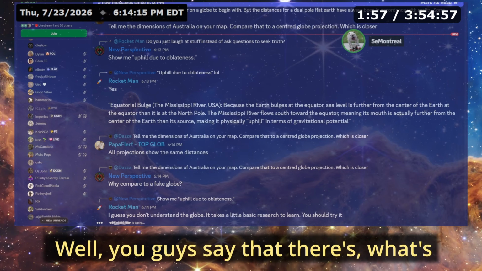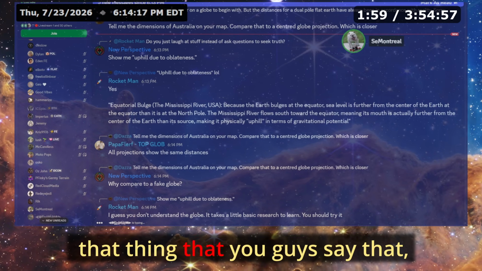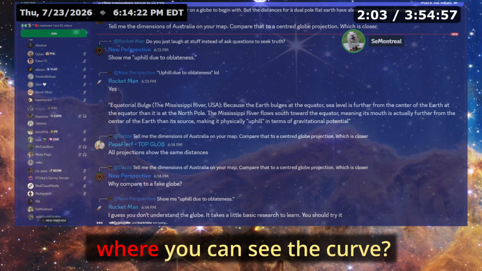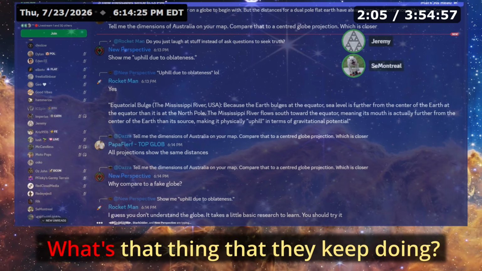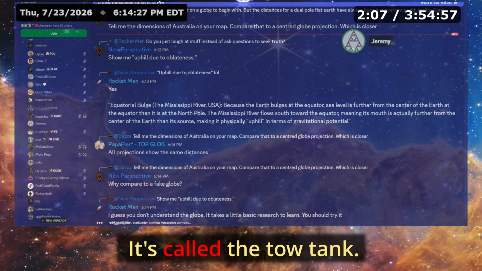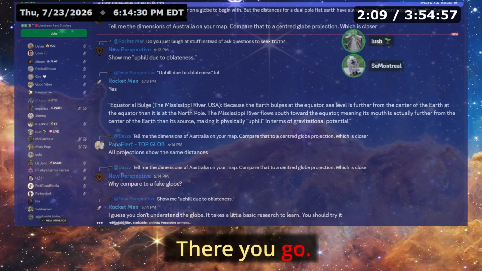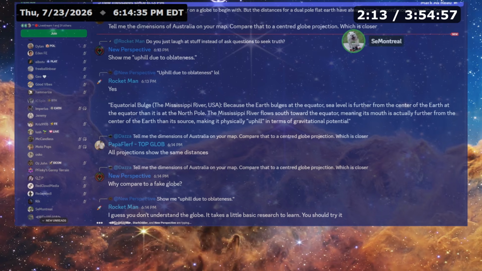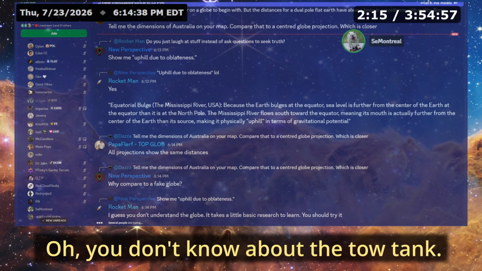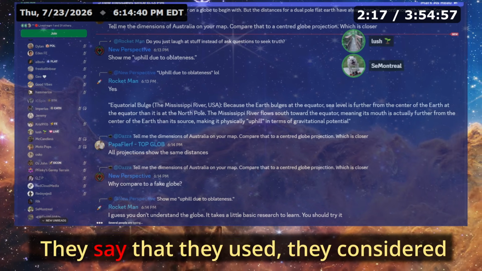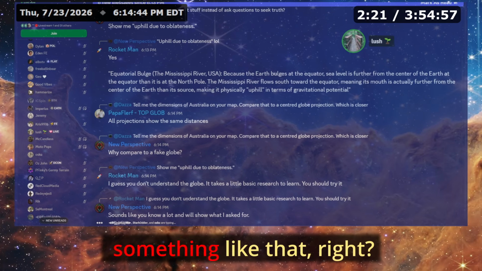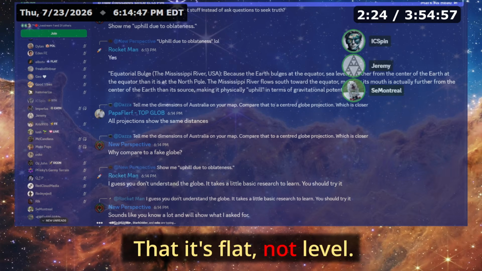Well, you guys say that there's, what's that thing that you guys say, a naval base where you can see the curve? What's that thing that they keep bringing up? It's called the tow tank. The tow tank. There you go. So you can see it in the tow tank, right? You can see it there? I don't know about the tow tank. Ah, you don't know about the tow tank. They say that they considered Earth curve when they made it or something like that, right? That it's flat, not level.